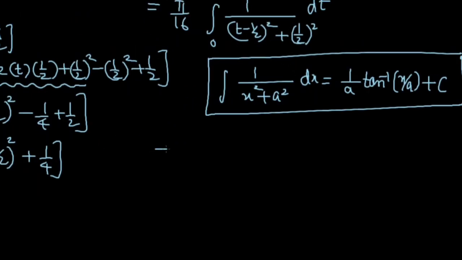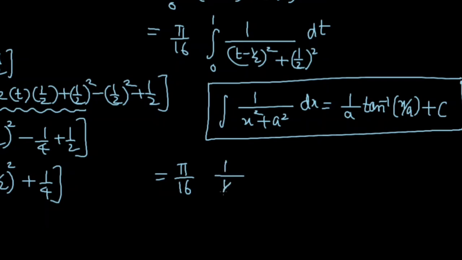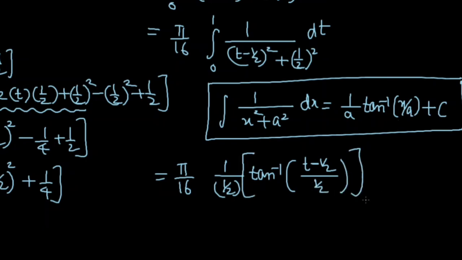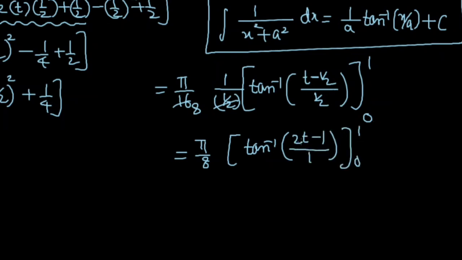Okay, so use this formula. So here we can say pi by 16, 1 by a. In the place of a we have 1 by 2, tan inverse x by a. x is t minus 1 by 2 divided by a, which is 1 by 2. The limits are 0 to 1. So 2 into 8 is 16. Pi by 8 tan inverse (2t minus 1) by 1 after cancelling this, right? So 0 to 1, substitute the upper limit. So here we can say tan inverse of, substituting t equals 1, 2 minus 1, upper limit done, minus the lower limit, substituting t equals 0. So minus 1 remains, right?